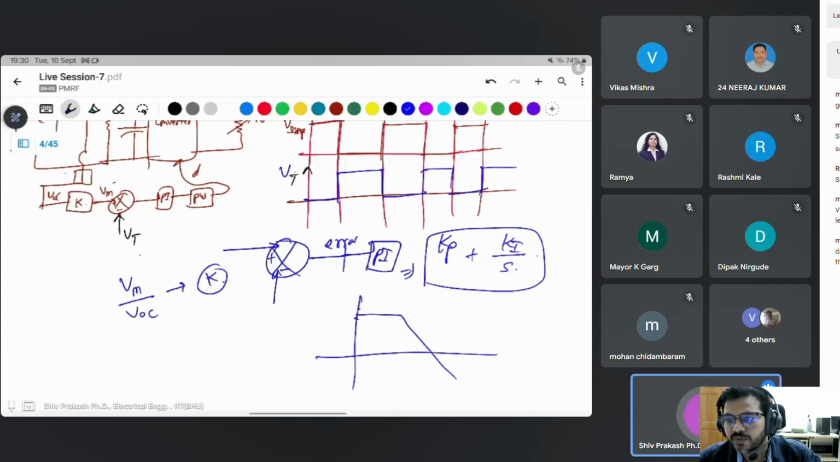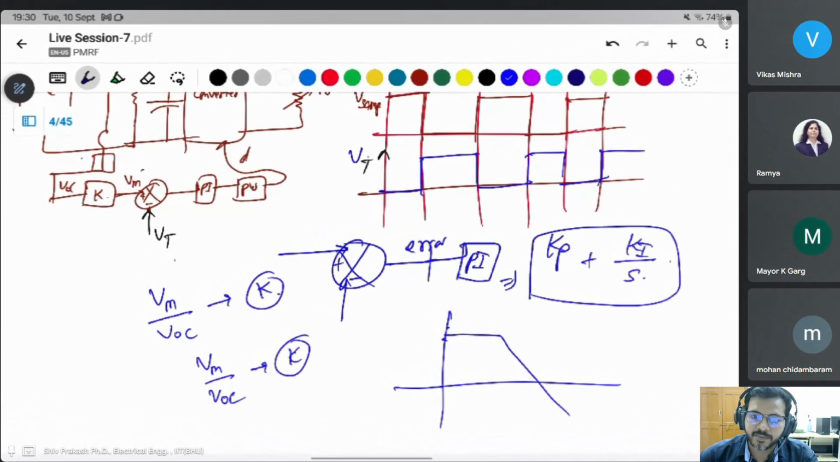If the data sheet shows VOC is 20 volt and Vmax is 17 volt, what is the value of K? It is VM by VOC. This is the K. VT is different; VT is the voltage at the time of the moment. The reference cell is the same. It will take the same value of open circuit voltage and peak power voltage. That's when you can track the maximum power. If they are different, then you can't track it.